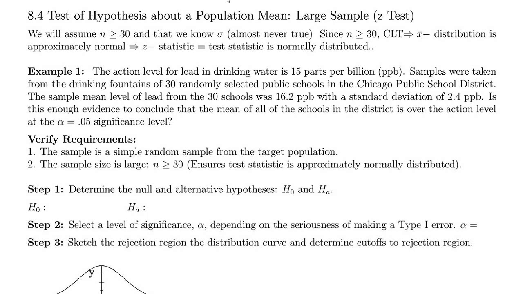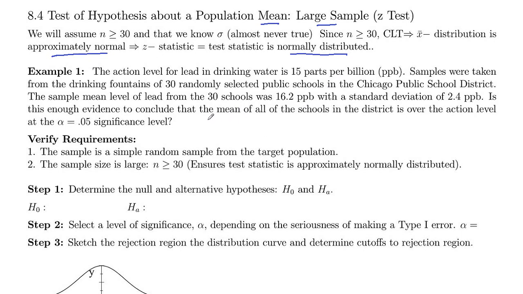So in section 8.4 here, we're going to complete a whole hypothesis test. We're going to do a test for mean with a large sample, which means n greater than or equal to 30. So that's what we'll assume, and then that means that by the central limit theorem, the x-bar distribution will be approximately normal, which means that our z statistic, our test statistic, is normally distributed, and that's what we need.